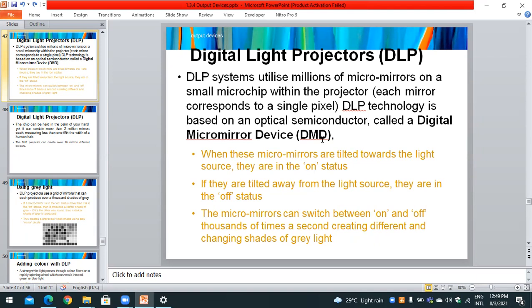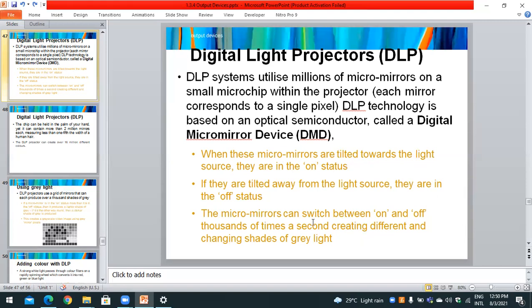Okay. The second thing is how they are making a color or images, because the mirrors are going to tilt a little bit and reflect light, through which we are making colors or images or movement in our videos and our animations as well. So when these micro mirrors are tilted toward the light source, they are in on status. So first of all, the concept of 1 and 0 is here as well.